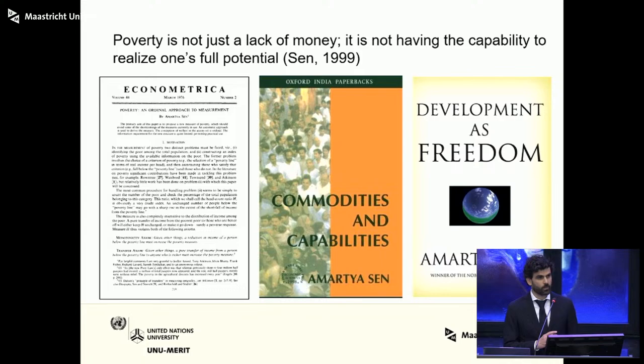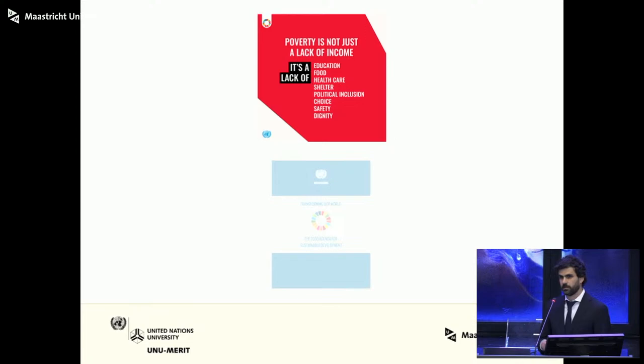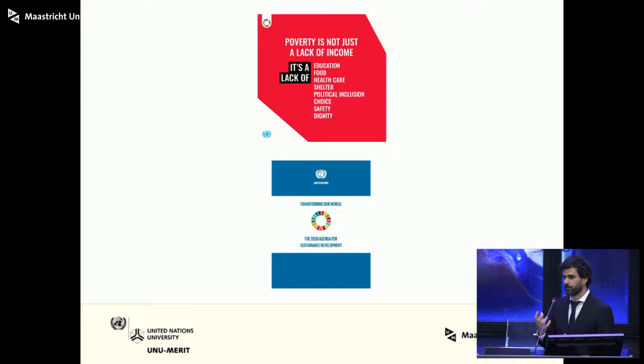Being deprived in income, for example, doesn't mean that you are deprived in other dimensions of poverty, in other aspects of well-being, and vice versa. So this theory is one of the main theories that inspired the conceptualization of multidimensional poverty, how we think of poverty as having multiple dimensions. It's been operationalized, put into practice, using different approaches, and we are seeing it more often now at the core of the policy debate.